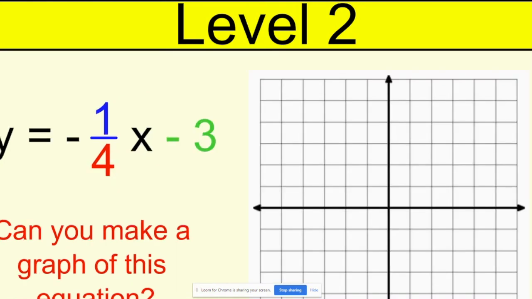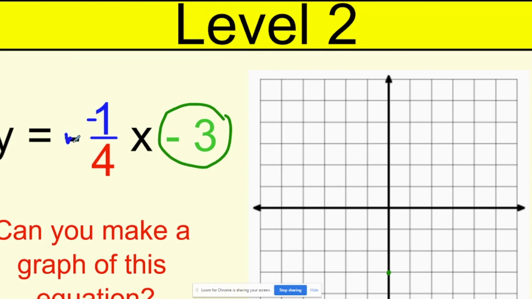So on my graph, I start with my y-intercept, which is negative 3. So from here, I'm going to go down 1, 2, 3. Okay, so there is my y-intercept. I'm going to make it a little bit bigger. Next I'm going to do my slope with the change in y.